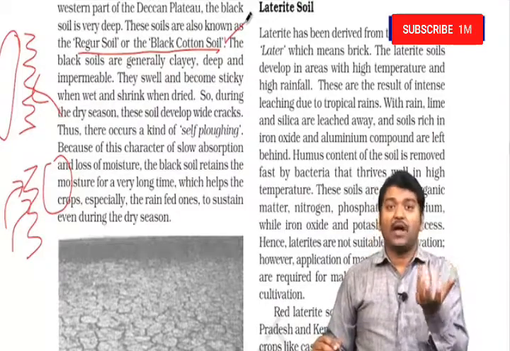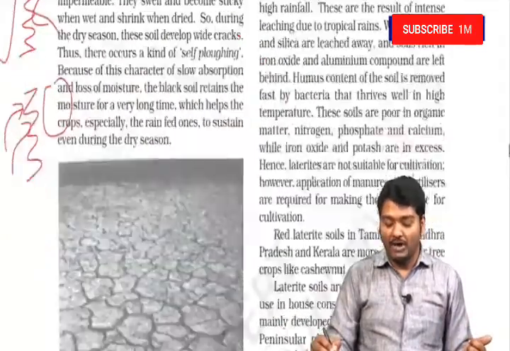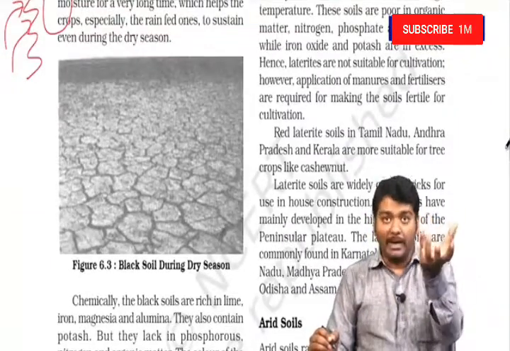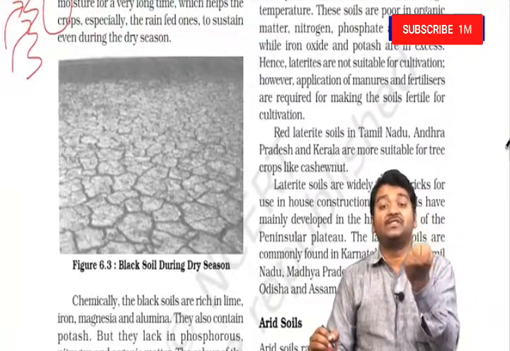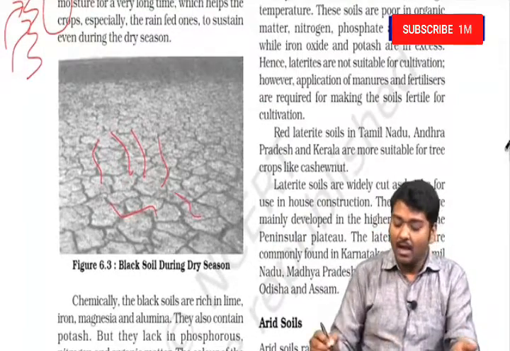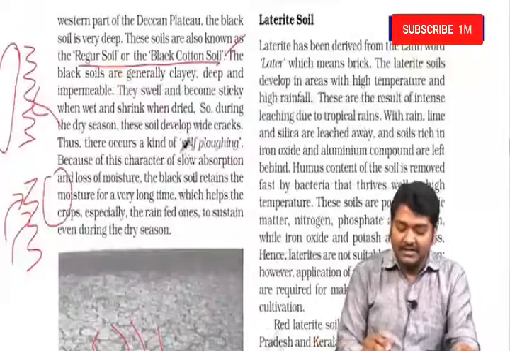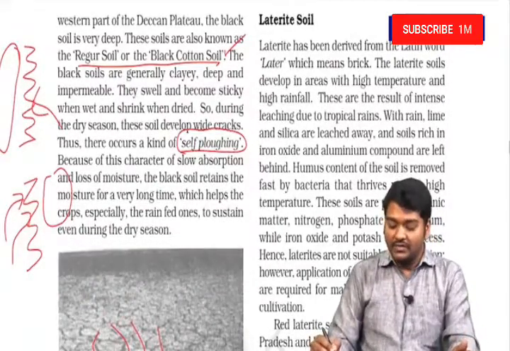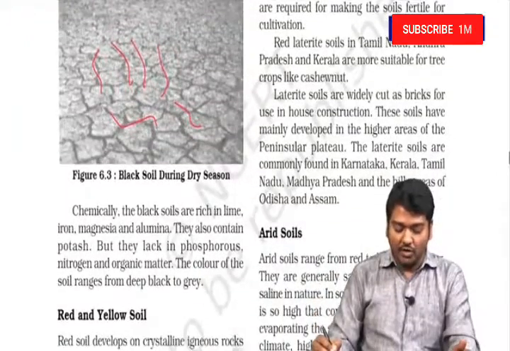And then you also have to understand the property of black soil, that is, when you add liquid it swells, but whenever it is dry, cracks usually develop. As it develops cracks, it is easy to plow during that time. We call it self-plowing, right? It's very, very important for us to look at this.